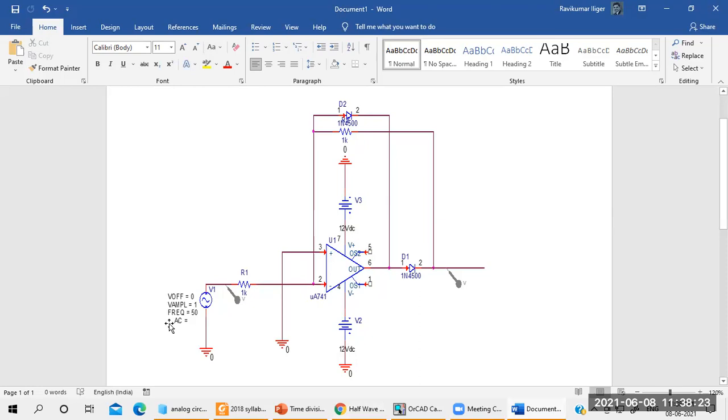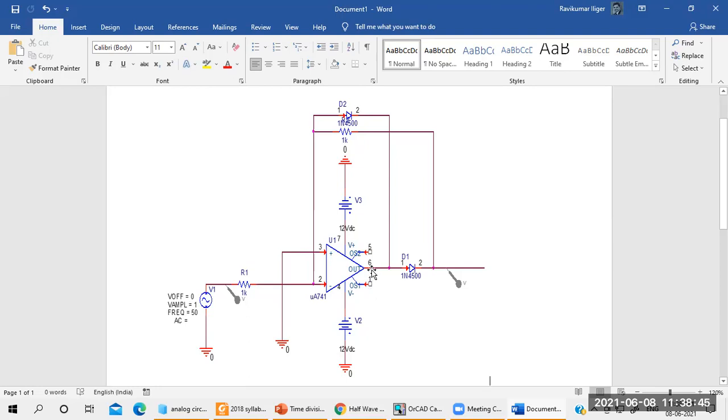Here pin number 2 is the input. Where is it connected? To the AC voltage. What is the AC voltage here? 1 volt amplitude. What is the frequency of the AC voltage? 50 Hz. So here we applied AC voltage, meaning positive and negative cycles, to pin number 2. And pin number 3 is non-inverting, so it is connected to ground.